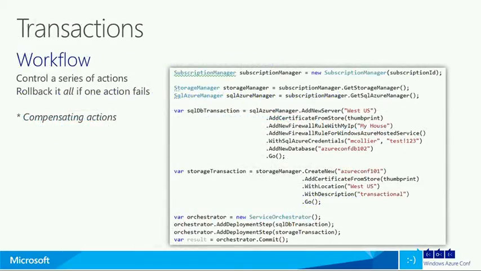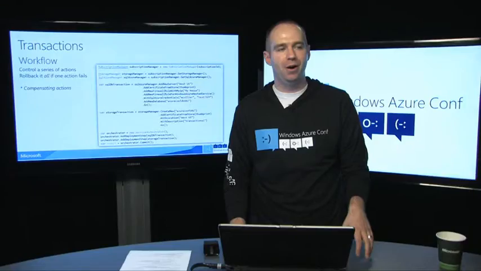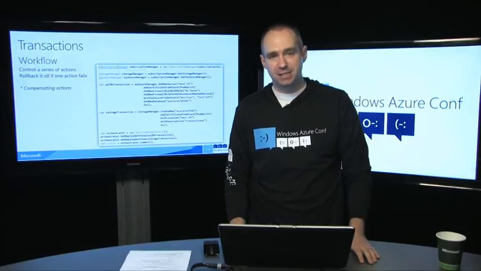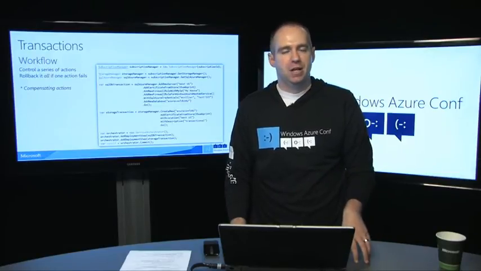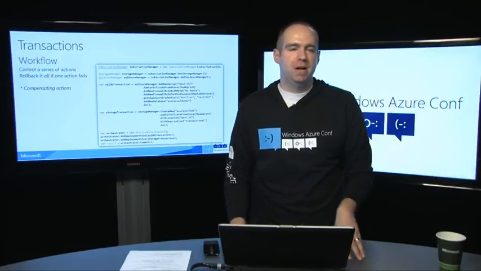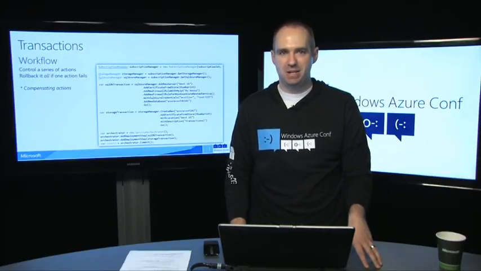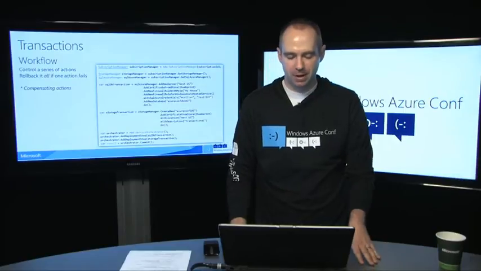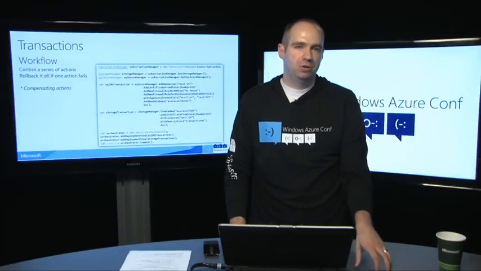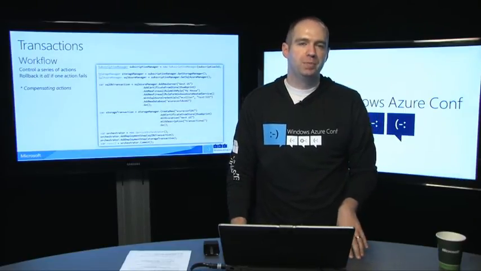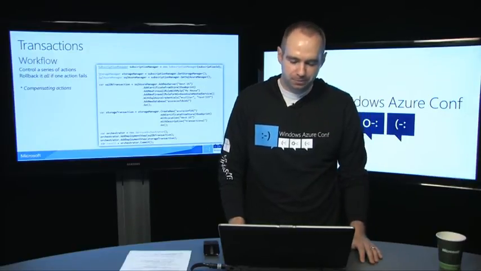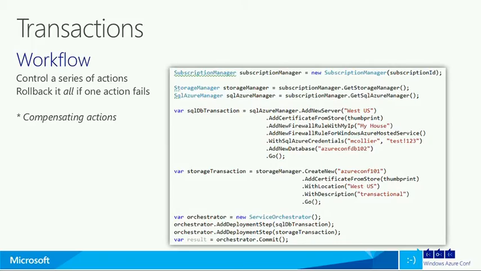I think one of the really attractive options of the library, though, is its ability to have a workflow, and really a transactional-based workflow. So if I need to create a new cloud service, a storage account, and a SQL database all together, there's a chance that one of those could fail. Maybe I've reached a limit on the number of storage accounts that I could have, or I put a bad name in for a particular cloud service. What I want to do is have those all complete together, or I want them to all roll back if one of them fails.